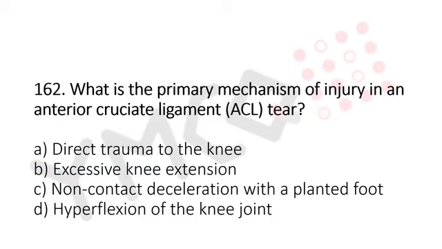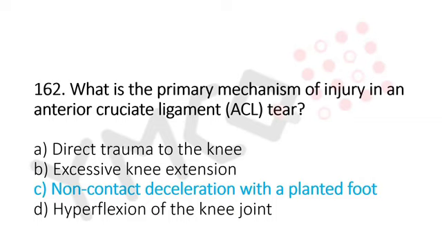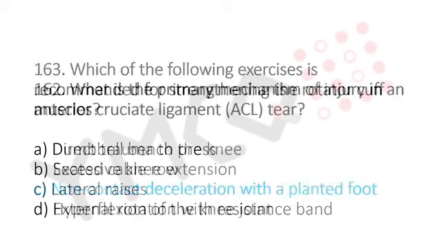What is the primary mechanism of injury in an anterior cruciate ligament tear? Option A, direct trauma to the knee. Option B, excessive knee extension. Option C, non-contact deceleration with a planted foot. Option D, hyperflexion of the knee joint. And the answer is option C, non-contact deceleration with planted foot. That's plantar flexed foot. Now let's move to question number 163.